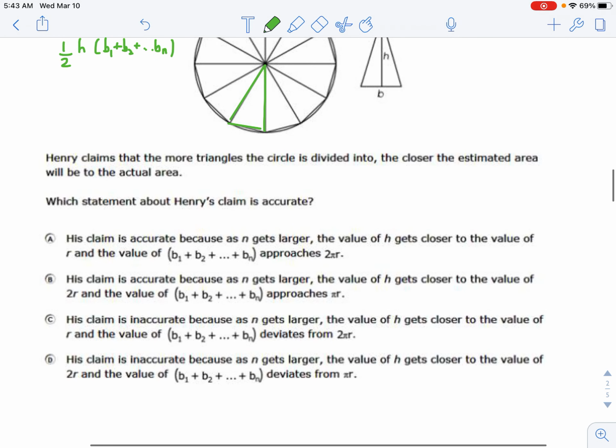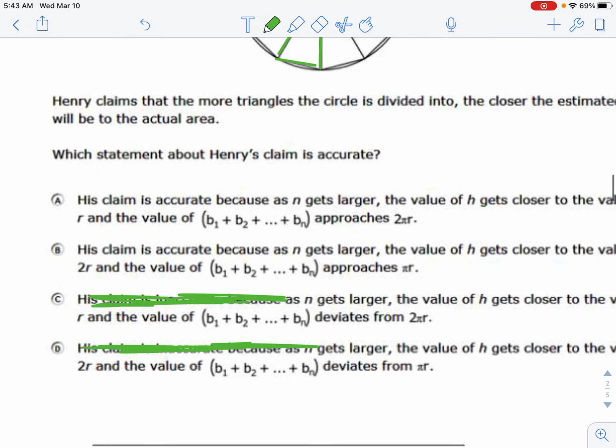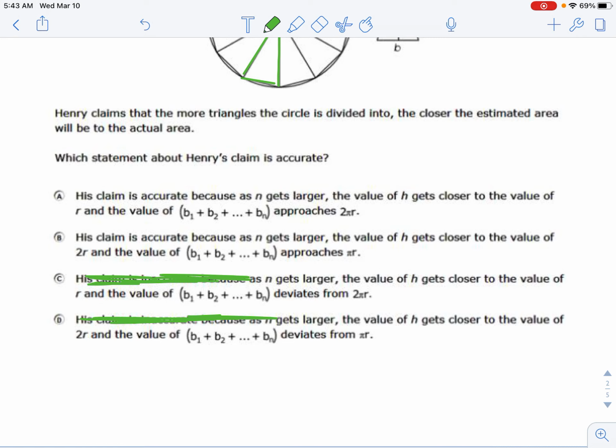First off, it is an accurate claim. We were just talking about it. So the option saying his claim is inaccurate, we can already exit out of those. If we can even just have a baseline understanding of what's going on, we can eliminate two answers. His claim is accurate because as n gets larger, the value of h gets closer to the value of r, and the value of base sub 1 plus base sub 2 plus base sub n approaches 2 pi r. That seems pretty good.